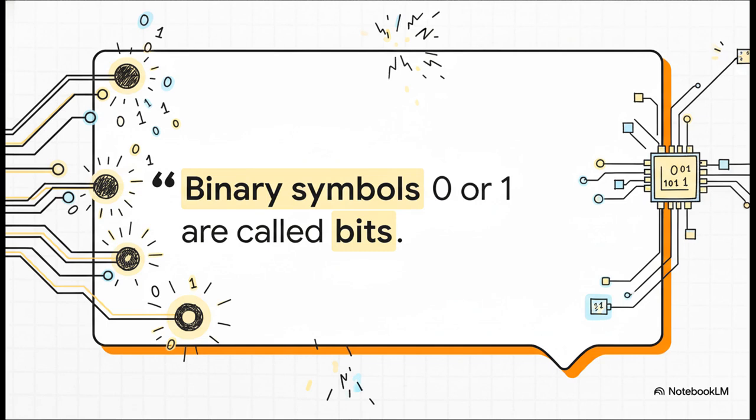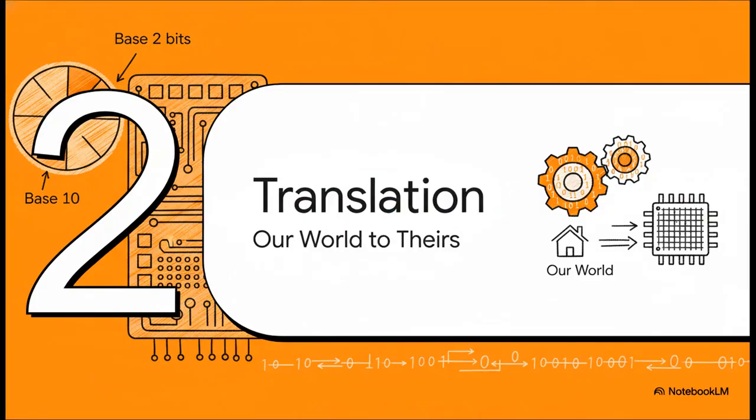Now, over in the computer's world, each of those ones and zeros gets its own special name. They're called bits, and that's just short for binary digit. A bit is the absolute smallest, most fundamental piece of information a computer can possibly deal with. It's like the atom of the digital universe. Okay, we've got the basic vocabulary down.